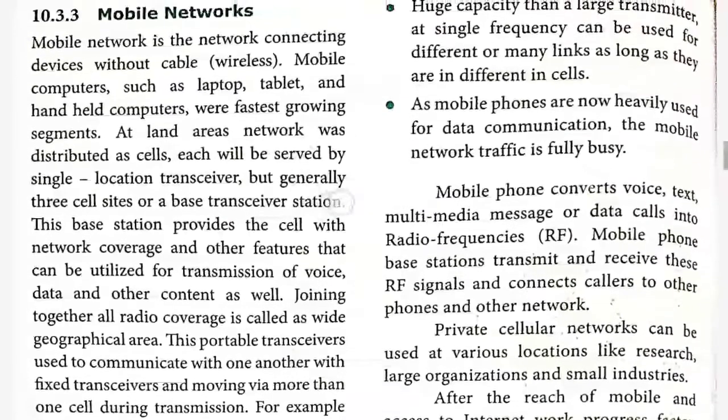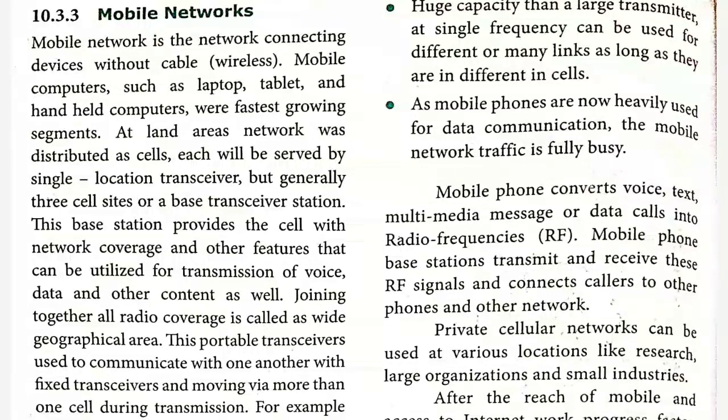A mobile network is a network connecting devices without cable, such as mobile computers like laptops, tablets, and handheld computers, which are the fastest growing segment. In the area, networks are distributed as cells. Each cell serves as a single location transceiver. Transceiver means it will transmit data as well as receive data at the same time.